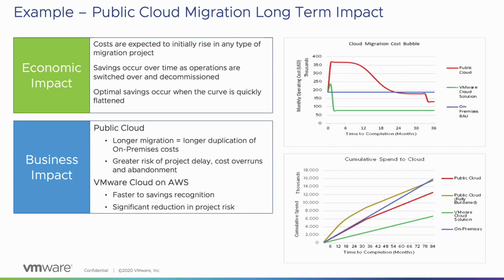And some of the things we show on the chart next to it is another similar way of looking at it. When we show fully burdened public cloud costs, what we're showing is the public cloud plus the dynamically changing part of the on-premises cost that's going to be transitioning during that time period as well.